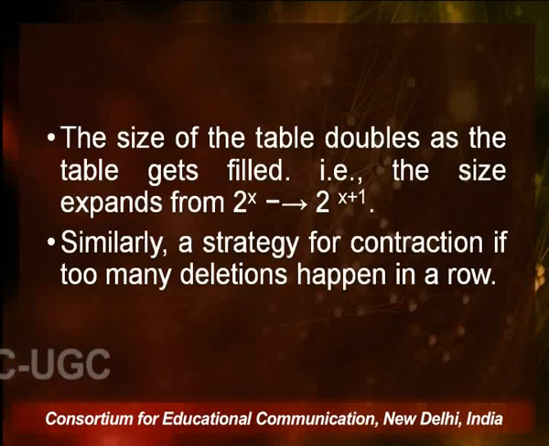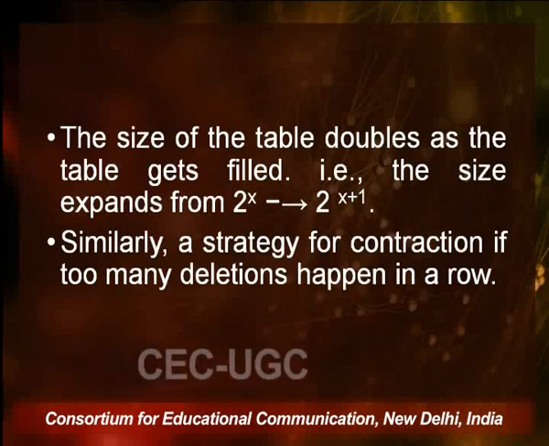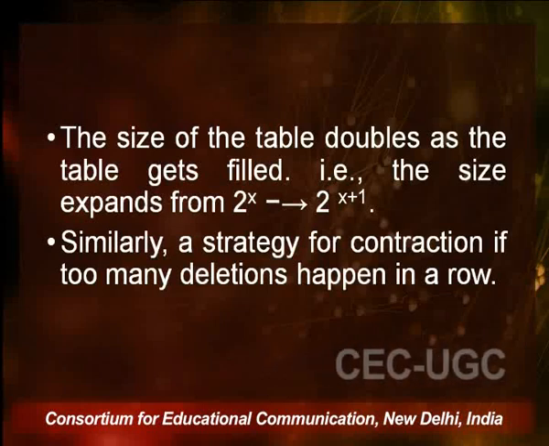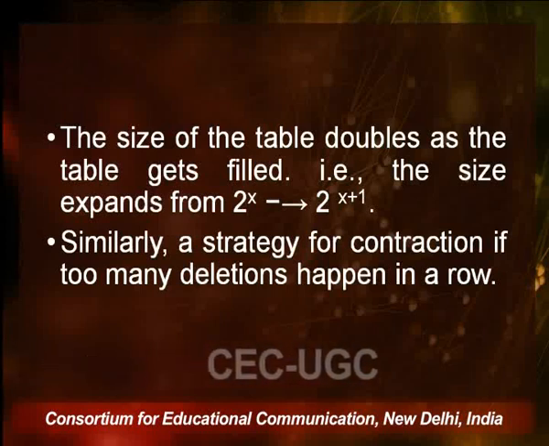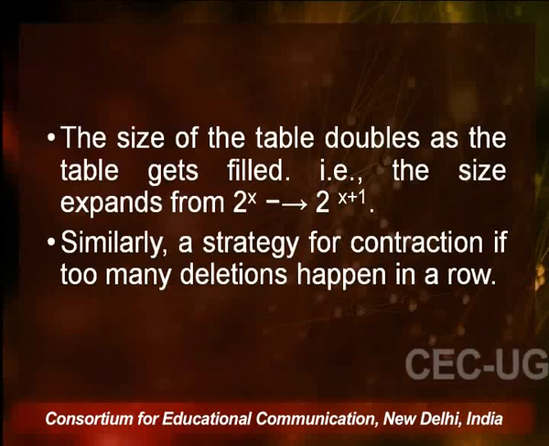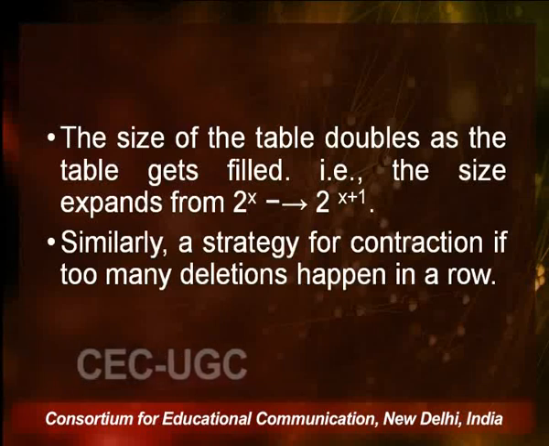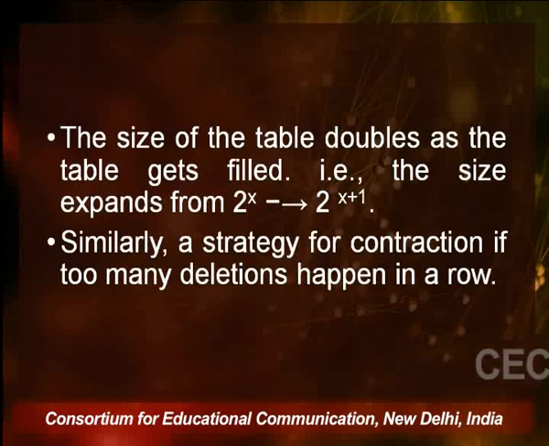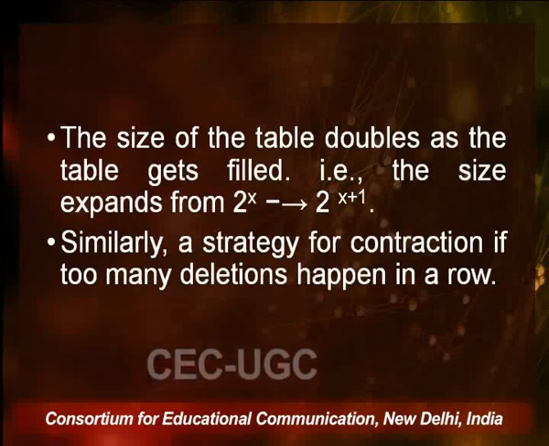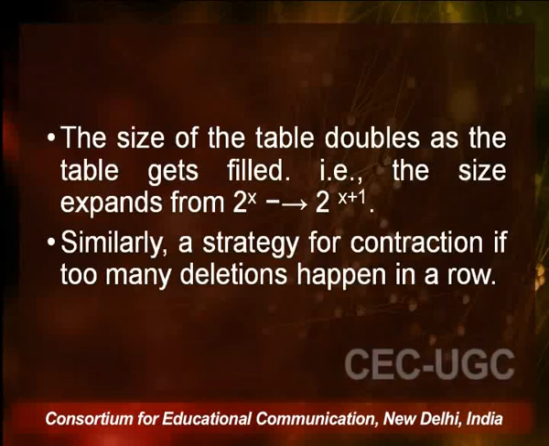When we say that the size of the table doubles as the table gets filled, the size of the table is going to get larger and it is going to double. That means the size of the table expands from 2^x to 2^(x+1), where my size is always a power of 2, 2^k. So size is always a factor of 2 here. And similarly, we also need a strategy for contraction. That means how much we need to contract the table if too many deletions happen in a row.